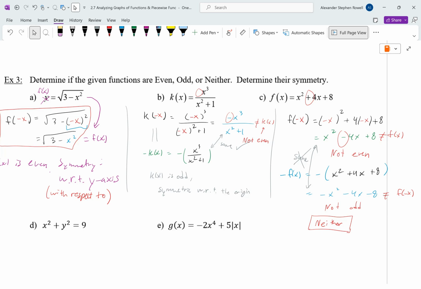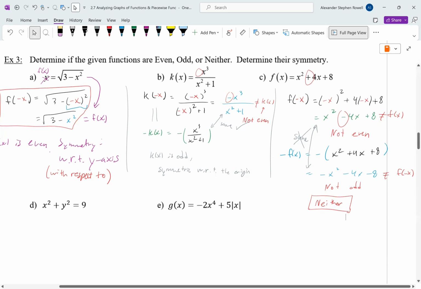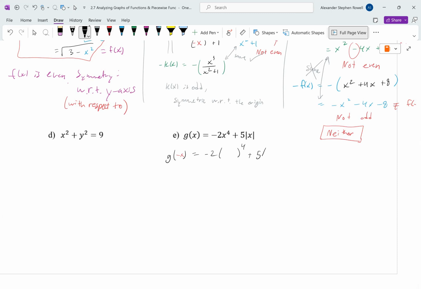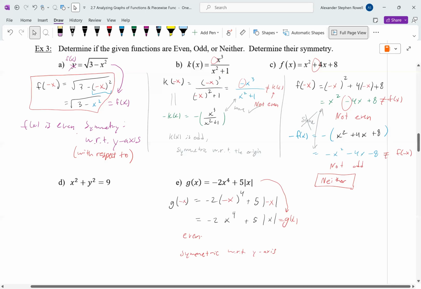Well, let's do part E. One more for good luck. Is it even, odd, or neither? G of negative x is equal to -2 times negative x to the fourth plus 5 times absolute value of negative x. So negative x to the fourth power does what? Yeah, so we get -2 remains the same, but becomes a positive x to the fourth. And the absolute value of negative x is the same thing as the absolute value of positive x. So we say this is equal to the original, which implies even. Symmetric with respect to the y-axis. Any questions about that?